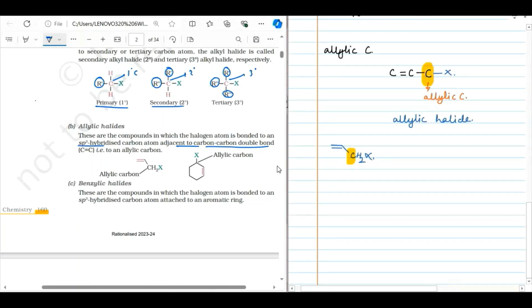Now you examine another example here. This is carbon-carbon double bond and the carbon next to it is the allylic carbon to which halogen is bonded. So this is again allylic halide.